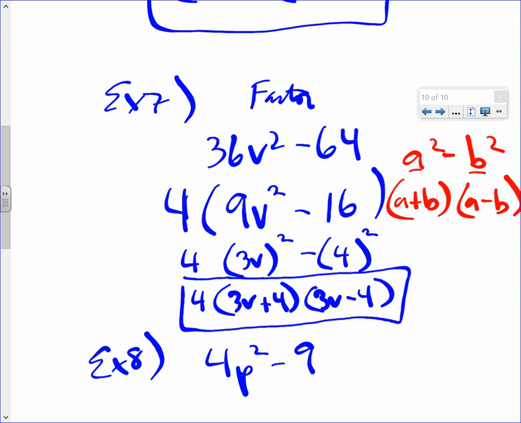Good looking out, Mr. Torres. You got the GCF first. So here I use 2 methods. I use the GCF method and the difference of 2 squares method to factor the expression.